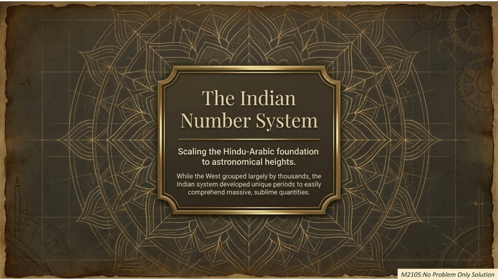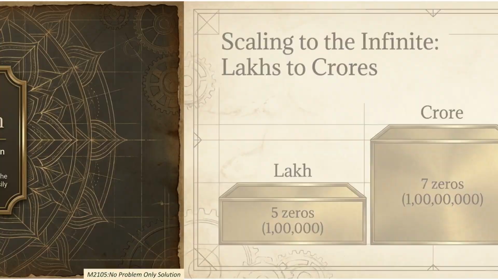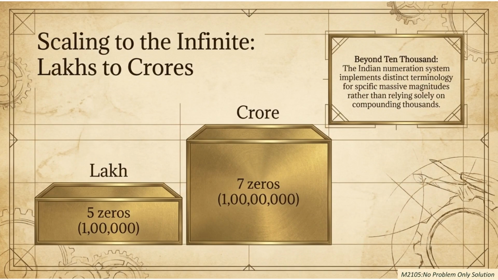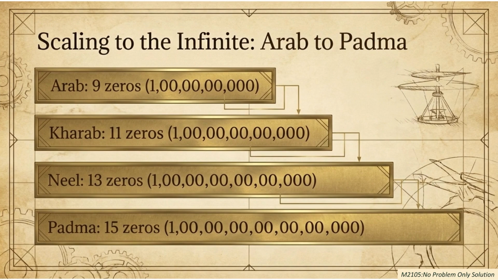Beyond the basic system, the Indian number system scales to astronomical heights, using unique periods to comprehend massive quantities. While the West often groups by thousands, the Indian system uses terms like lakh for 5 zeros and crore for 7 zeros. This system continues to scale to even larger magnitudes, including Arab with 9 zeros, all the way up to Padma with 15 zeros.